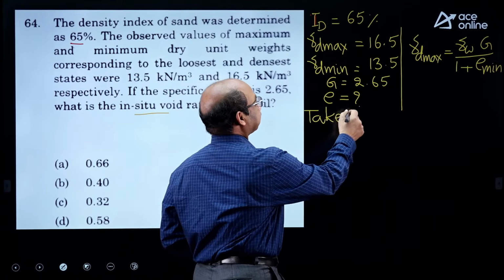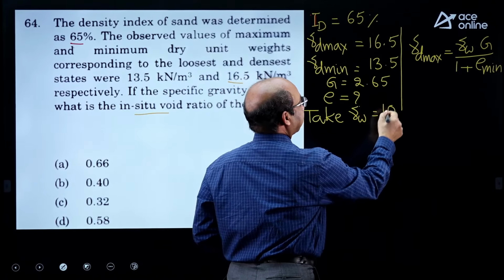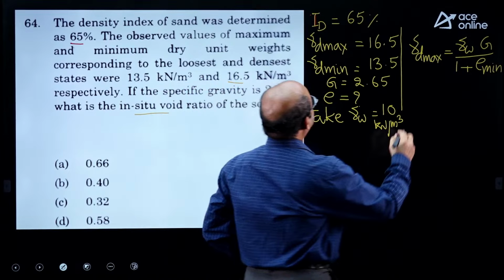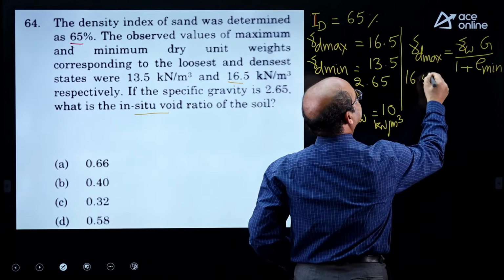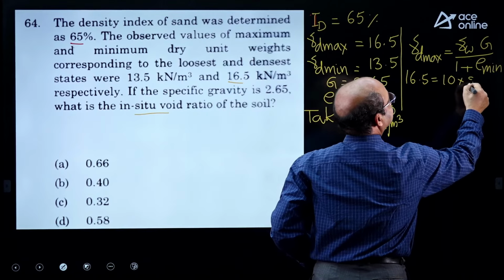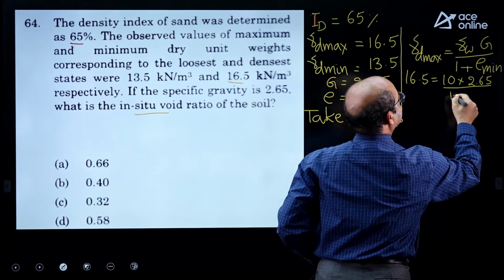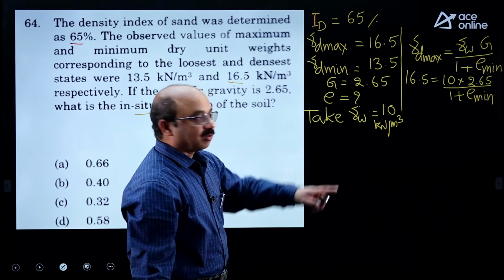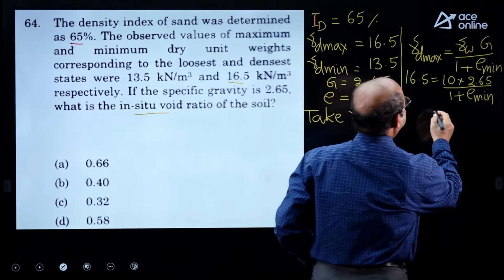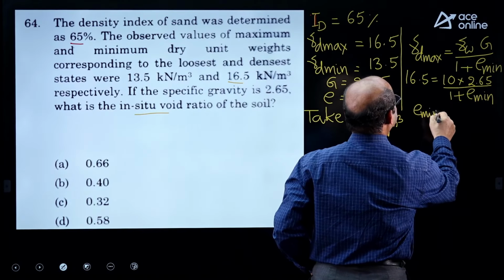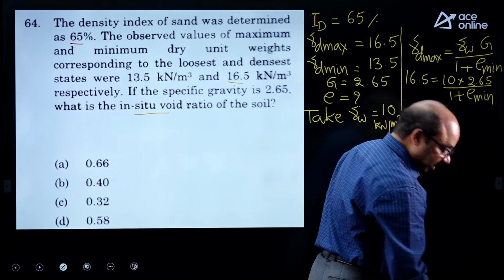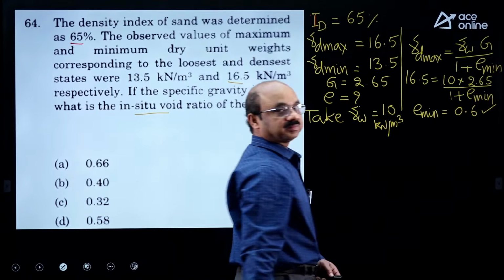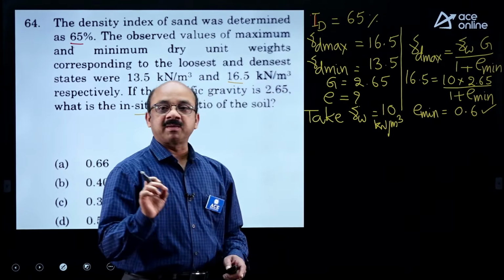For calculation purpose, I take 10 kilonewtons per meter cube. So when you substitute data in this particular formula, 16.5, gamma W 10, specific gravity 2.65 upon 1 plus E minimum, and work out the value, the E minimum value you will get is nearly 0.6.